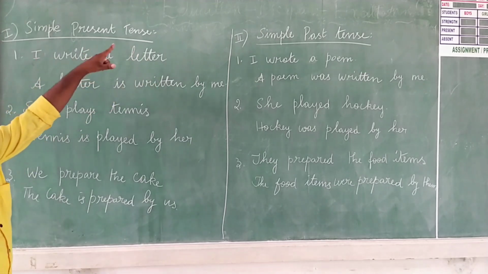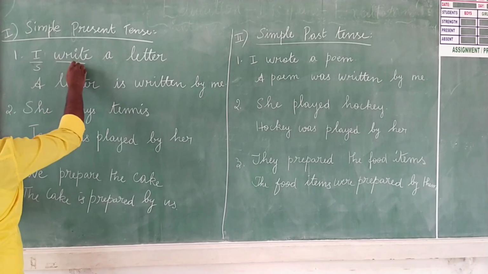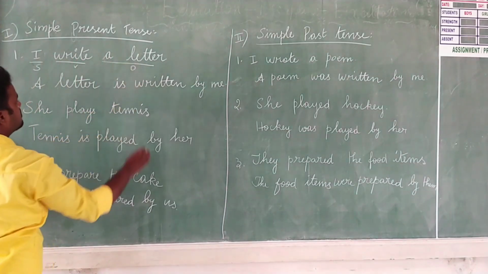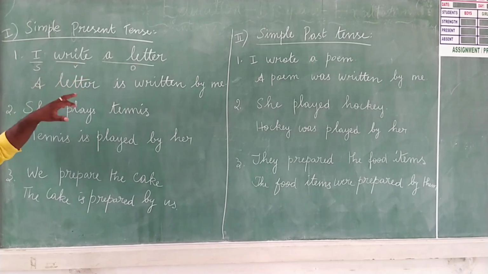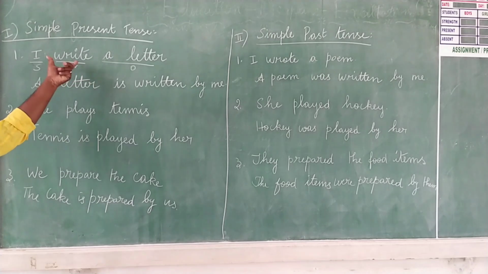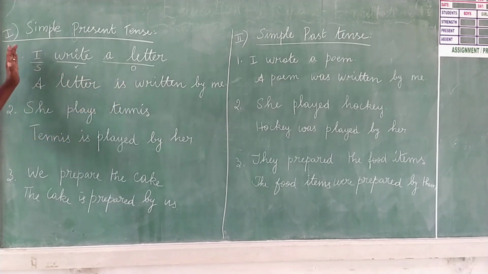I write a letter. So please analyze the sentence. I is the subject here. Write is a verb. A letter is an object. So in this sentence, the verb plays a major role because it determines the tense. Okay, write. Write is the V1 form, that is the present verb. So on seeing this, you will understand it is in present tense. So the passive form also should be in present tense.